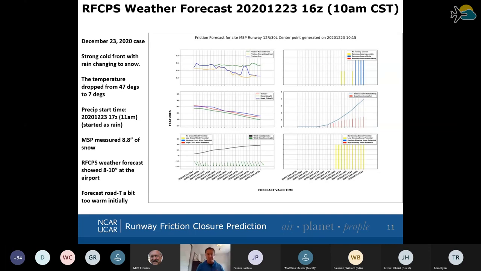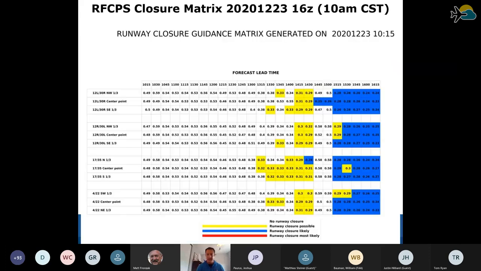Precip started around midday on the 23rd, and heavy snow came in with this event. MSP at the airport measured 8.8 inches of snow. Our back-end weather forecast showed about 8 to 10 inches of snow. We had noticed during the beginning of the event we had road T forecasts that were a little bit too warm, but you can see some of the plots from this 16Z forecast starting to show some issues.